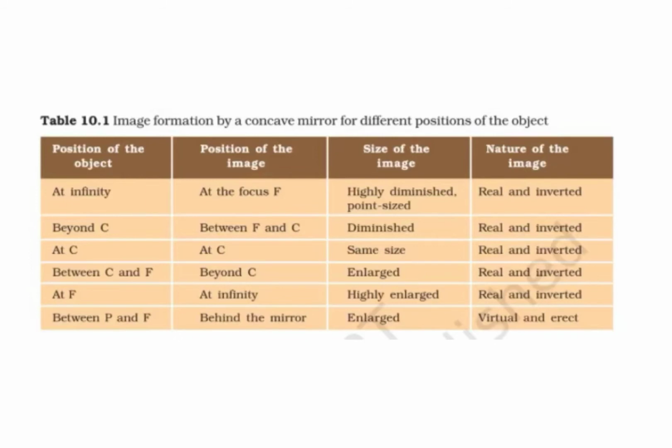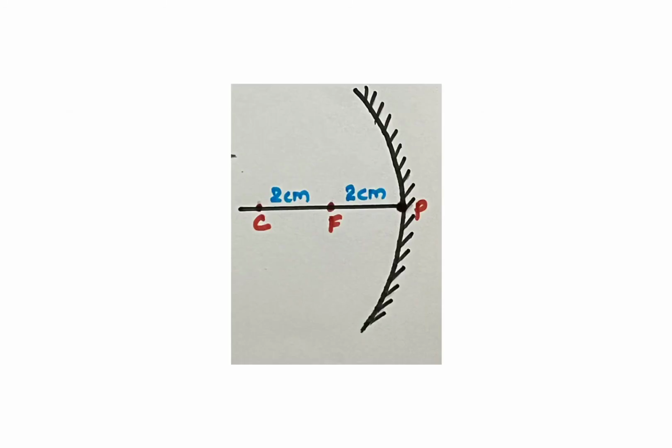So this is the only case for the concave mirror where you are getting virtual and erect image, and that is when object is placed between P and F of concave mirror. Now we will draw the diagrams by placing the object at all these positions, and we will get the image of the object.